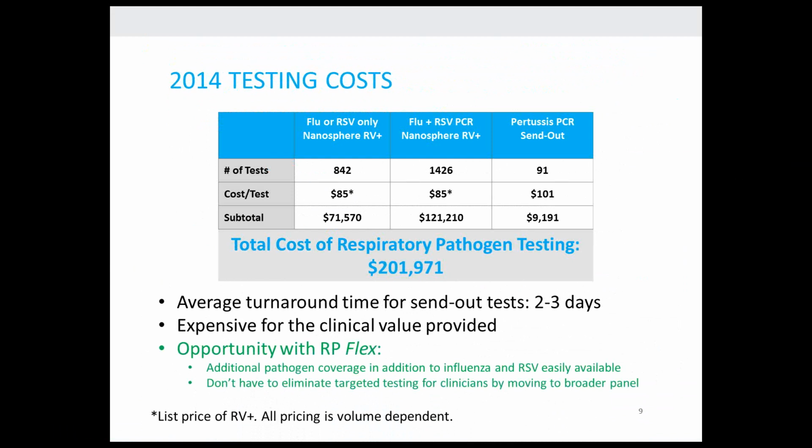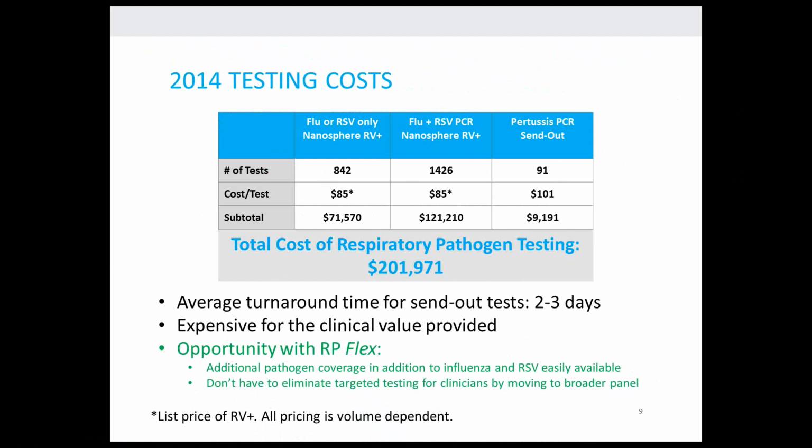So then we also included a column here for the pertussis that was a send-out, and it was a little over $100. So when we looked at our price for that year, it was over $200,000, almost $202,000. So our average turnaround time for a send-out test was 2 to 3 days, and for the clinical value that it presented at that point, by having some of the tests come back late, it was pretty expensive.